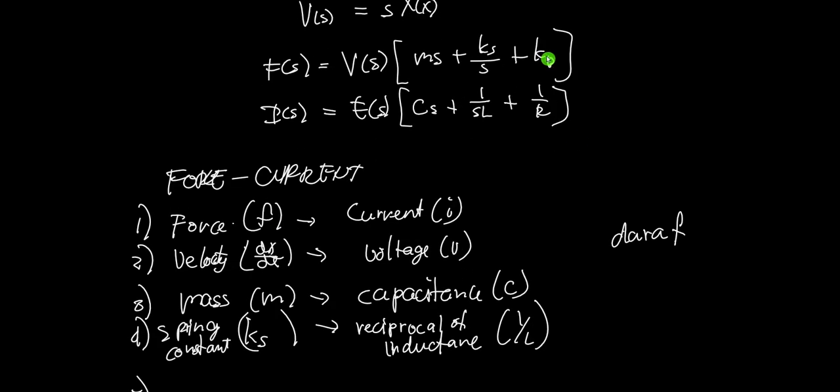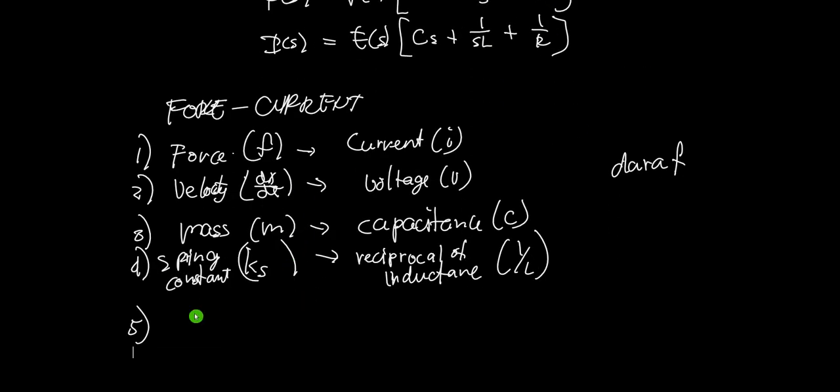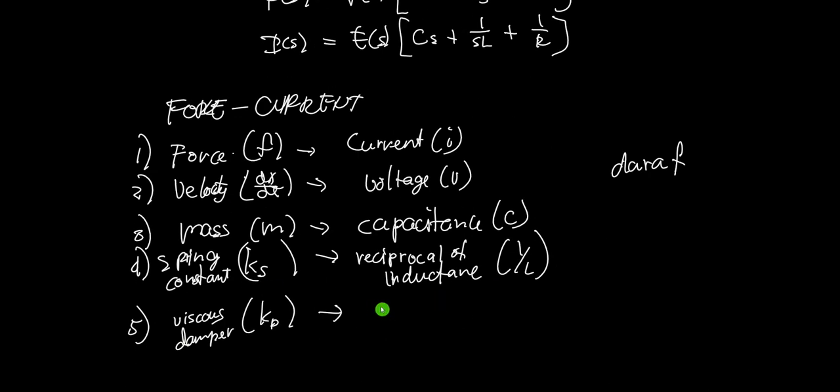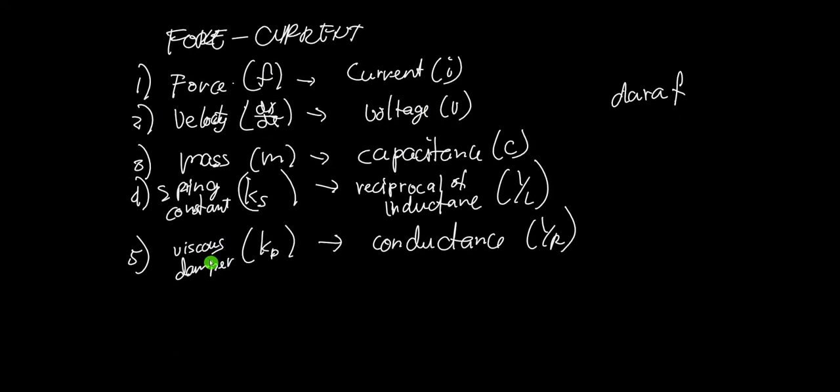And lastly, for KD, the damper coefficient or constant, or the viscous damper or damping constant, KD, this is equivalent to 1 over R, or that is the conductance. 1 over R. So these are the equivalents in force current analogy.